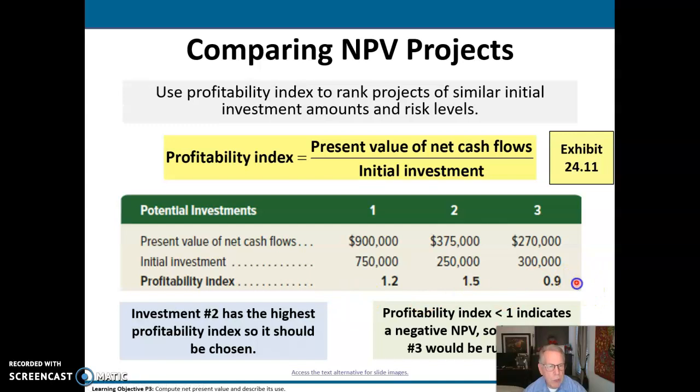But project 3 had a profitability index that was less than 1. So we would not invest in project 3 because it would have a negative net present value had we calculated net present value for that project. The profitability index is great for evaluating if you have a lot of projects and you want to stack rank them. And that's how we would use it.